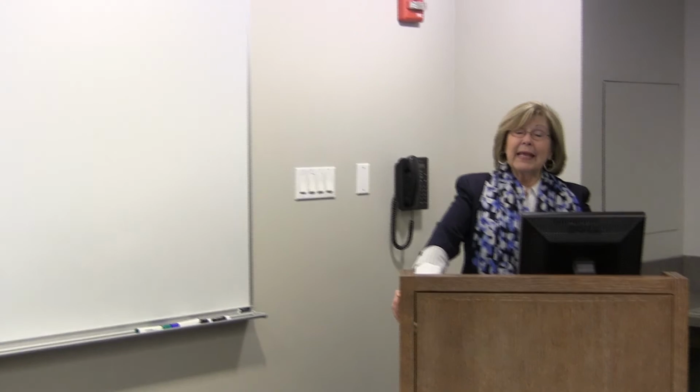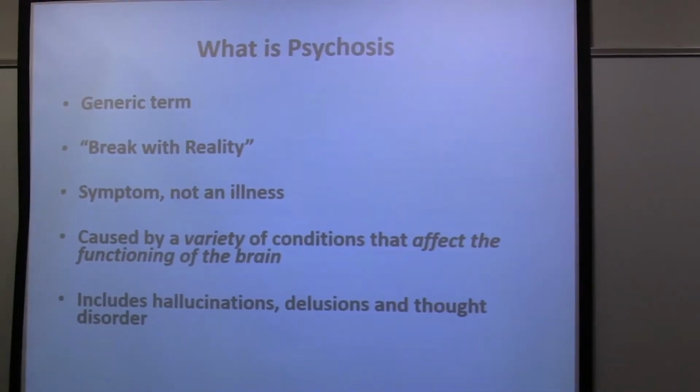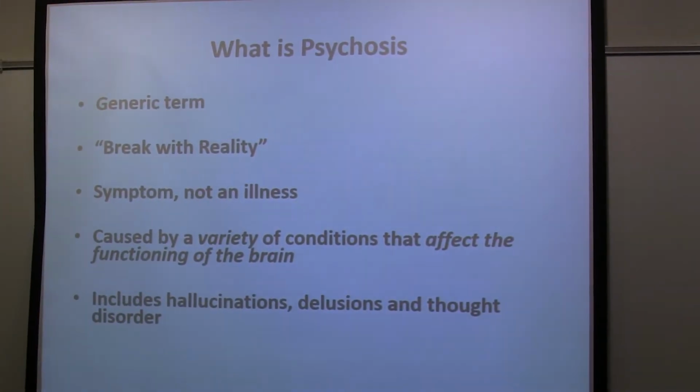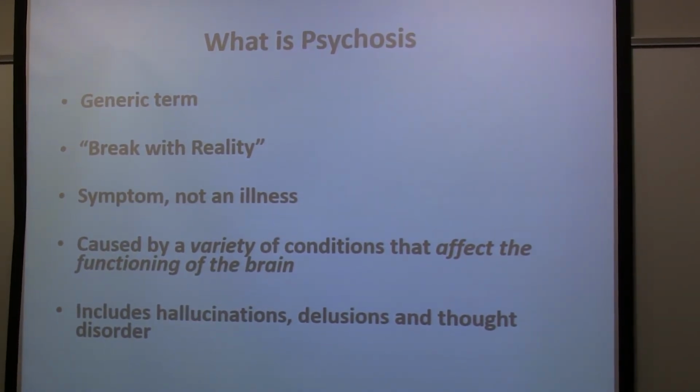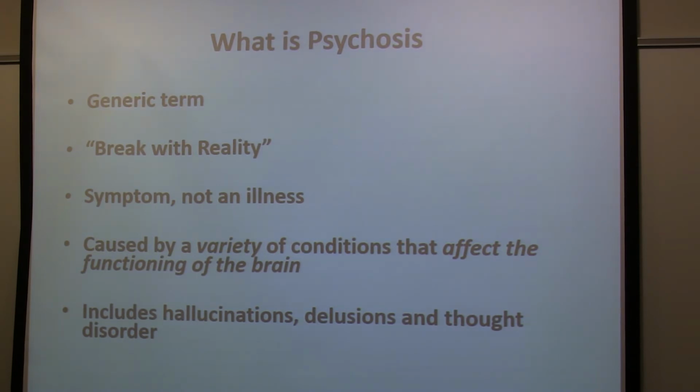So what is psychosis? When we think about psychosis, what is it? It's a generic term. It means a break with reality. It's a symptom, not an illness. So schizophrenia, for instance, is an illness. The person has psychotic symptoms. So psychosis actually comprises symptoms, and is caused by a variety of conditions that affect the functioning of the brain. It can include hallucinations, delusions, and thought disorder.